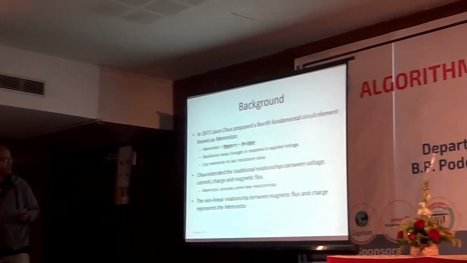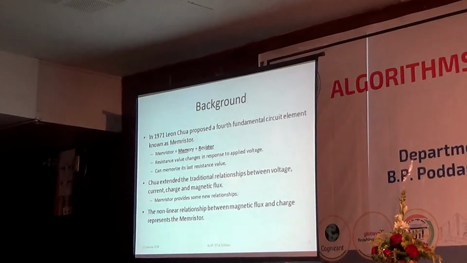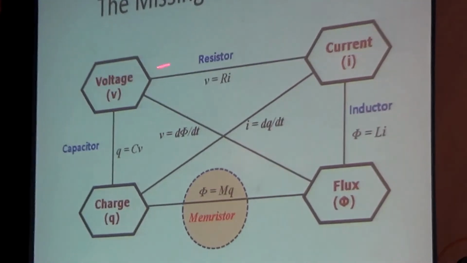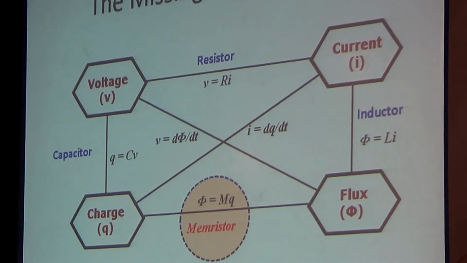The next slide will tell you about the missing link. You see, we are all familiar with the four fundamental electrical parameters: current, voltage, charge and flux. And these are all well-known relationships which are already present in the textbooks you must have studied. Ohm's law, V equal to IR, Q equal to CV, phi equal to Li, and current equal to dq/dt, the rate of change of charge, voltage equal to the rate of change of flux.